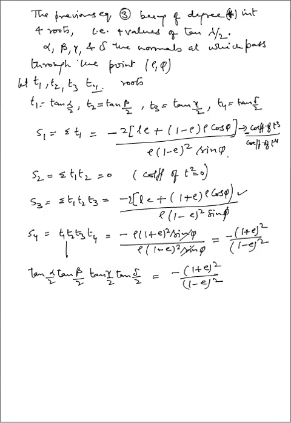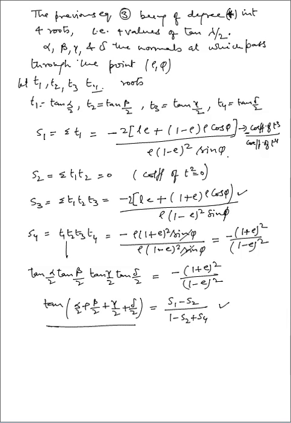and tan of alpha by 2 plus beta by 2 plus gamma by 2 plus delta by 2 is equal to S1 minus S3 upon 1 minus S2 plus S4. This you have to remember, the formula. Put the values.